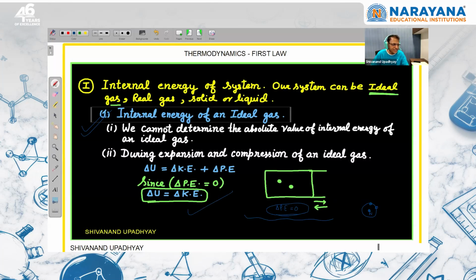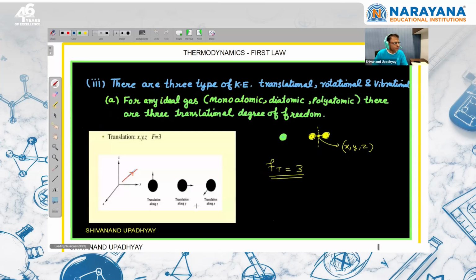So we can say that change in internal energy is equal to change in kinetic energy. And kinetic energy, we know, depends on temperature. That's why we say that if an ideal gas participates in any process, the change in internal energy only depends on the change in temperature, right? There are three types of kinetic energy: translational, rotational, and vibrational. An ideal gas can be monatomic, diatomic, or polyatomic. There are three translational degrees of freedom, right?